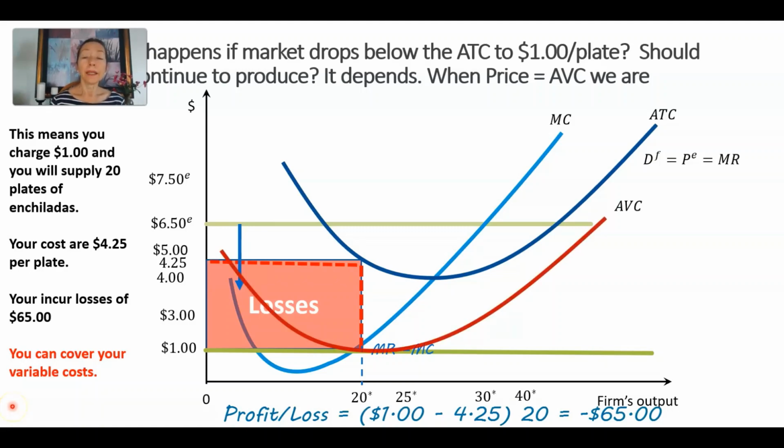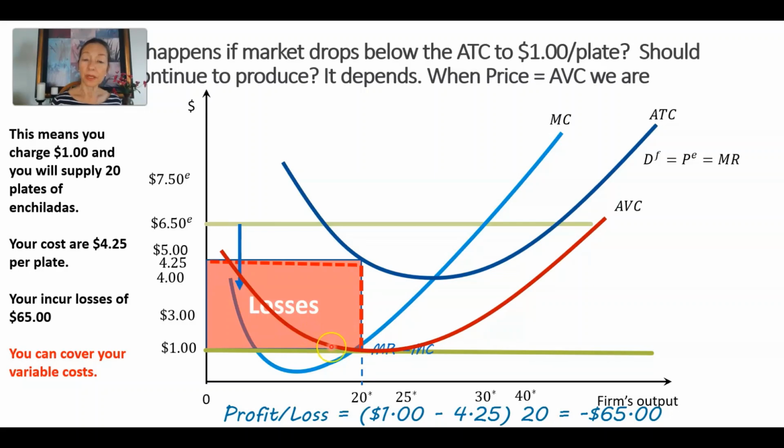Okay. At this point, the price of our product has dropped to $1. At $1, this is our new marginal revenue curve. We're going to produce where marginal revenue equals marginal cost, and that is going to be right here at 20 plates of enchiladas. So as you can see, at this level, we're not even covering our average fixed cost, but we are covering our average variable cost.